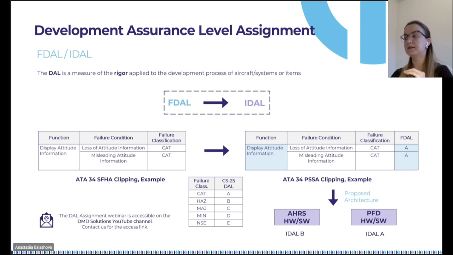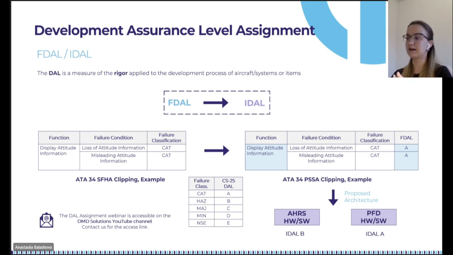Then, as part of the PSSA, the safety engineer, taking into account the assigned FDAL and system architecture from the system design description, may derive IDAL requirements for software and hardware. In our case, let's imagine that HRS was assigned IDAL-B, and PFD, IDAL-A. Thus, the HRS software and hardware shall be developed by IDAL-B and PFD by IDAL-A. The items development is performed in accordance with the DO178C and DO254, but the principles about the DAL are the same. The higher the DAL, the more rigorous development process shall be applied.